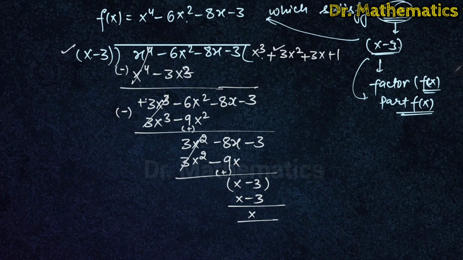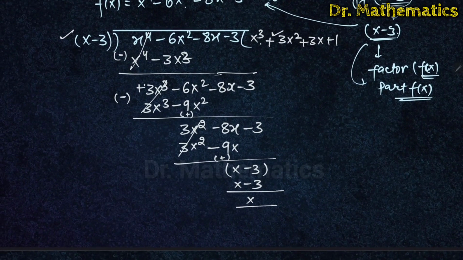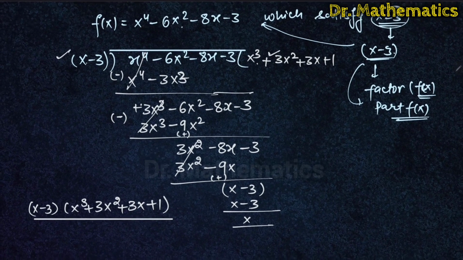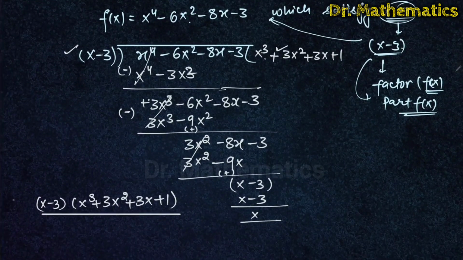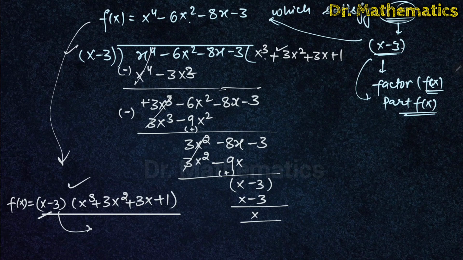Okay, so from this, what have we concluded? We have concluded that x minus 3 is a part of this: x minus 3 times x cube plus 3x square plus 3x plus 1. This equation f of x is exactly the same as this expression written here, where x minus 3 is a factor, and we have proved that x minus 3 is a factor of this equation.